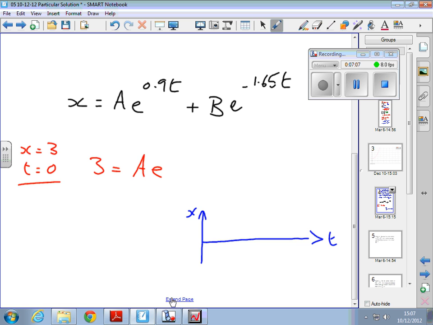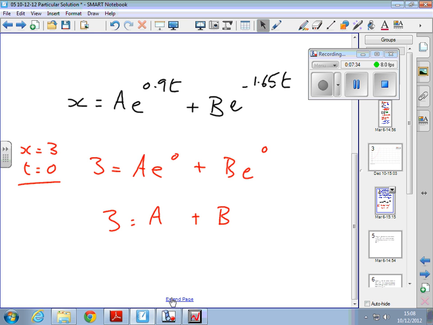So the first one we've got is 3 equals a e to the 0 plus b e to the 0. So what can we say from that? Anything to the power 0 is 1. So 3 equals a plus b. So that's our first equation.